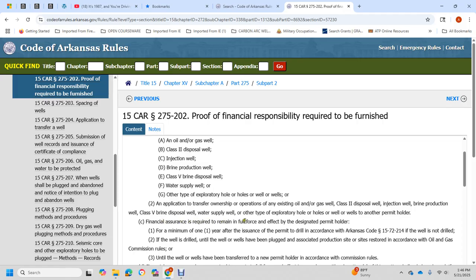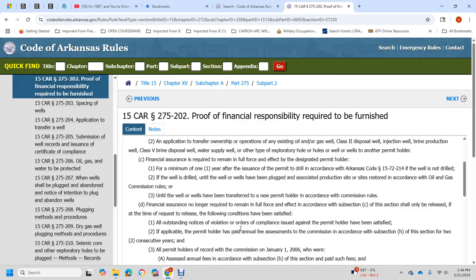Financial assurance is required to remain in full force and effect with the designated permit holder for a minimum of 1 year from the issue of a permit, equivalent to Arkansas Code 15-72-214, if the well is not drilled. If the well is drilled, it must remain until the well has been plugged and the production site restored in accordance with Oil and Gas Commission rules, or until the well has been transferred to the new permit holder in accordance with Commission rules. Financial assurance is no longer required to remain in full force under this subsection, only to be released if at the time of the request for release the following conditions have been satisfied.